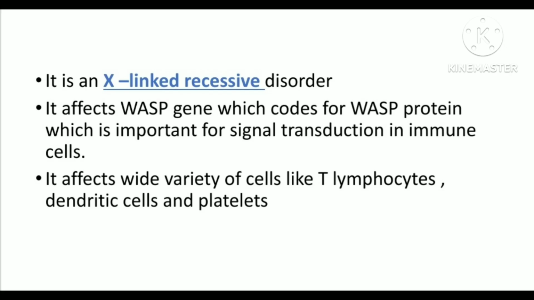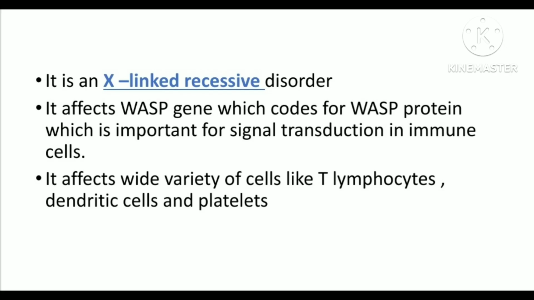Here it mainly affects the WAS gene, which codes for the WAS protein, and it is very important for signal transduction in the immune cells, and hence a wide variety of cells are affected, like T lymphocytes, dendritic cells, and platelets. But most importantly, the cells which are affected are the T lymphocytes.